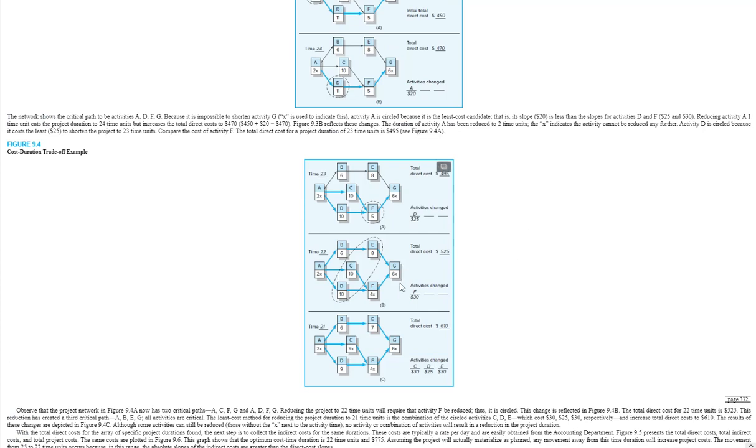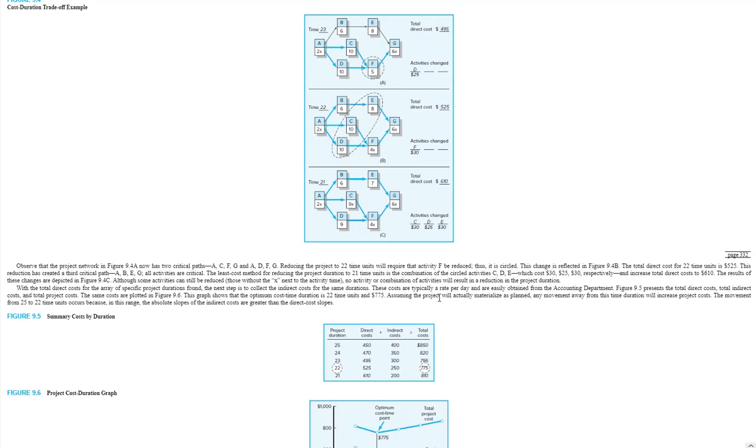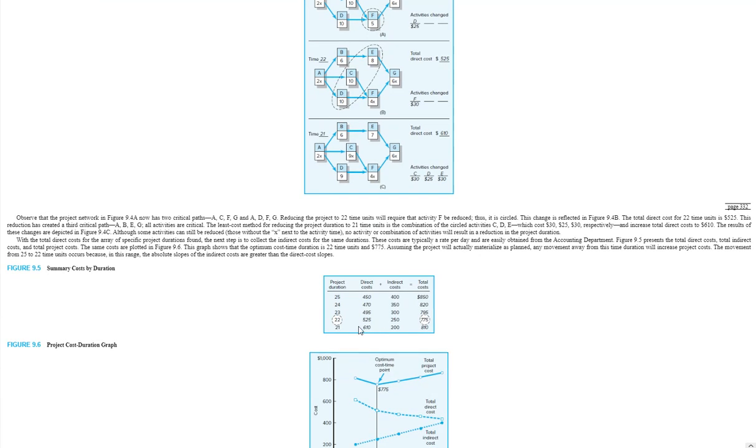And you could see, for example, in time 22, there's 3 activities that need to be reduced. And then once this is undertaken, you finally arrive at a table. Notice the combination of direct and indirect cost steadily decreases, and then it begins to increase again. So where it dips is the optimum direct and indirect cost.